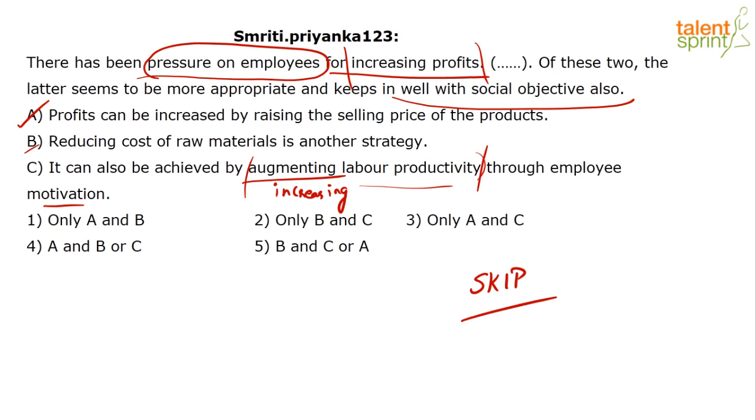I will lean towards option 1, only because it's a good point, right? It can also be achieved by augmenting labor. If you increase the labor productivity, even if you motivate the employees, it really depends on what nature of business they're doing, what is the industry doing, what are they into. We don't have enough information in the context. So we don't know for sure if it will increase profits or not. So it could be even 1.